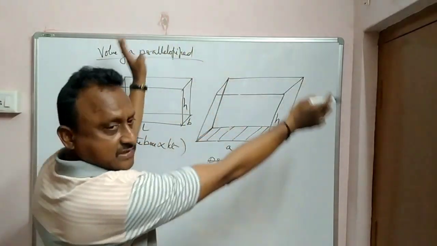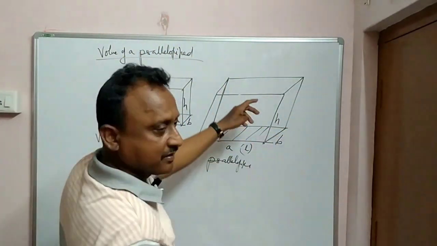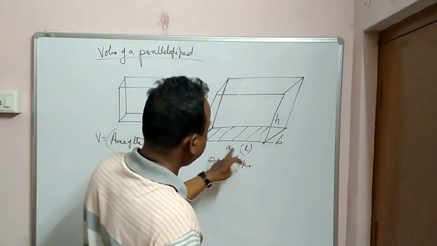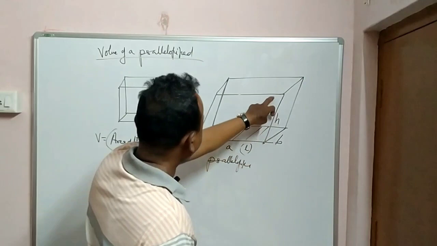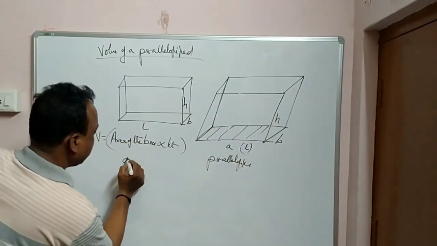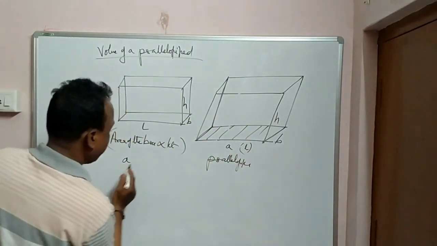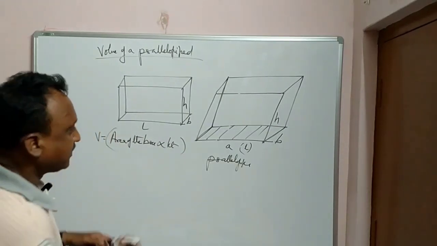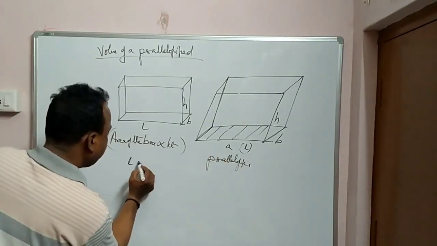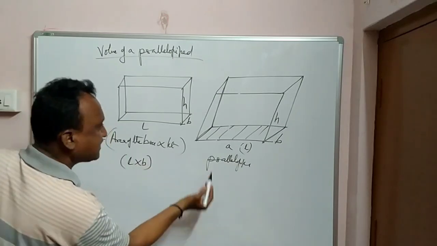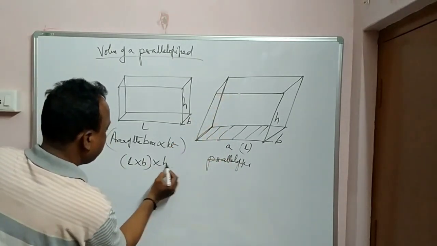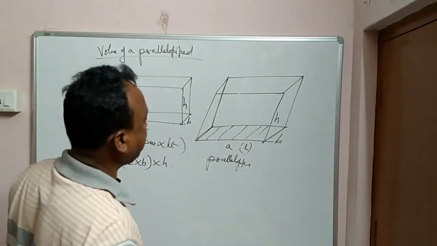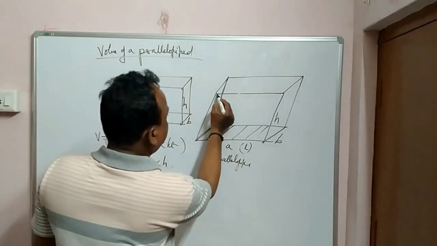How will you get the volume of this parallelopiped? This base area, that is A, into height. Here A means the base area, and you have taken L, B and H. So area of the base means L into B. This is area of base into height, so this is your volume of the parallelopiped. But in vector notation, how will you give it? I will show you now.